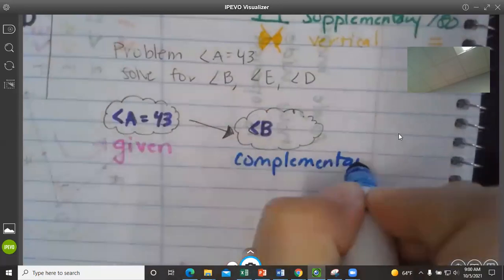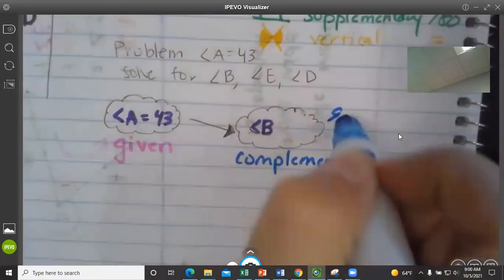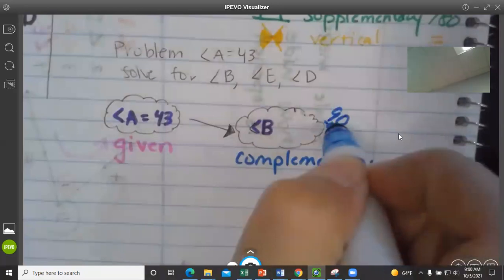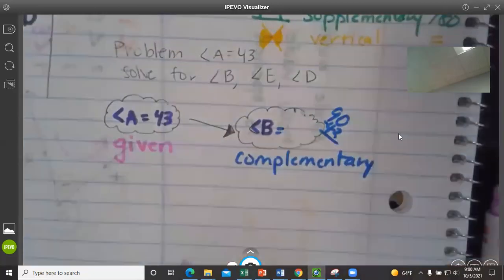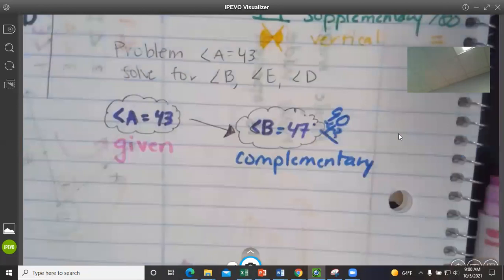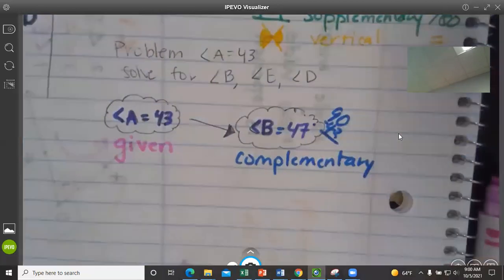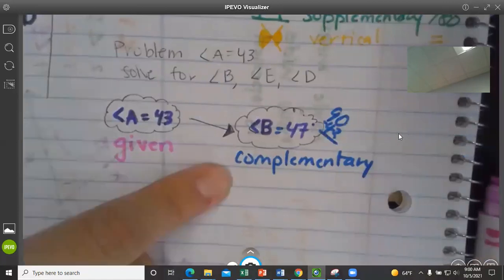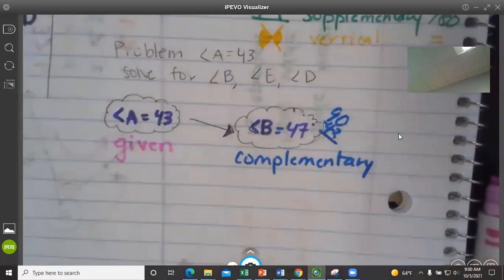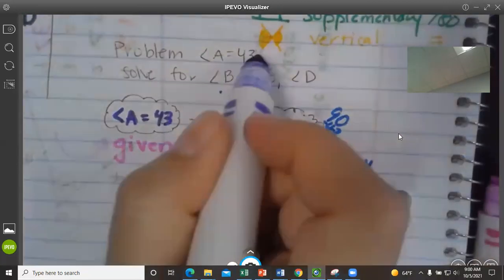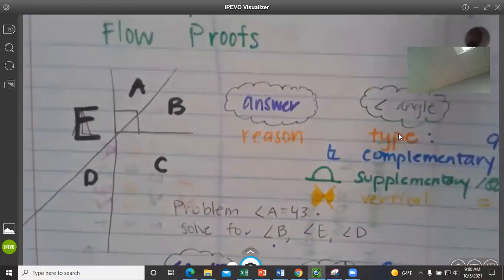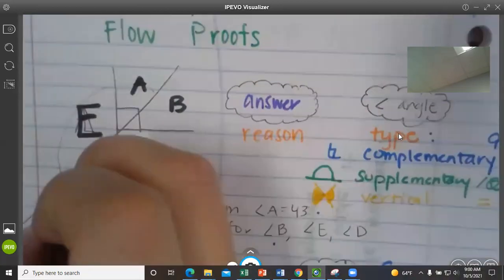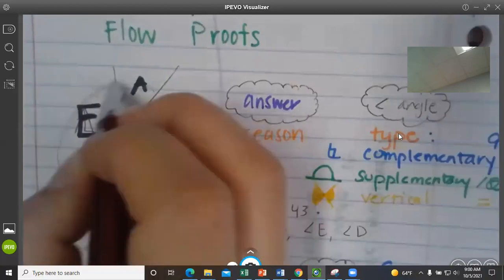So what you should have done is subtracted from 90. 90 minus 43 is 47. So you're putting the answer that you would normally put, and then you put the type underneath it. Now we did B, we did A, now we're going to do E. So I'm going to go back up here. A and E. Kenyon or Eric, what kind did y'all get for A and E?